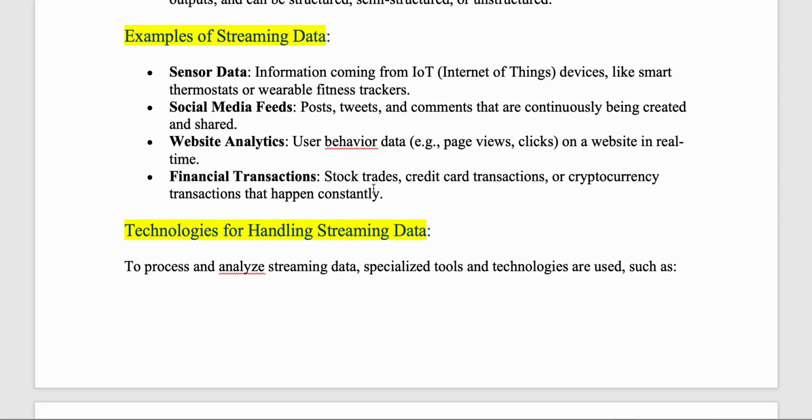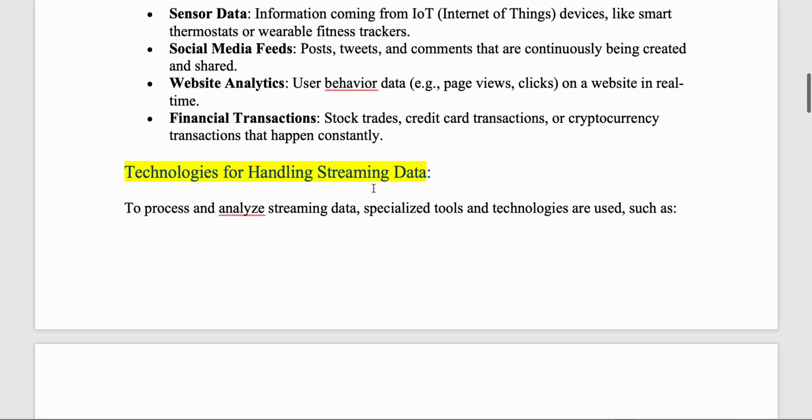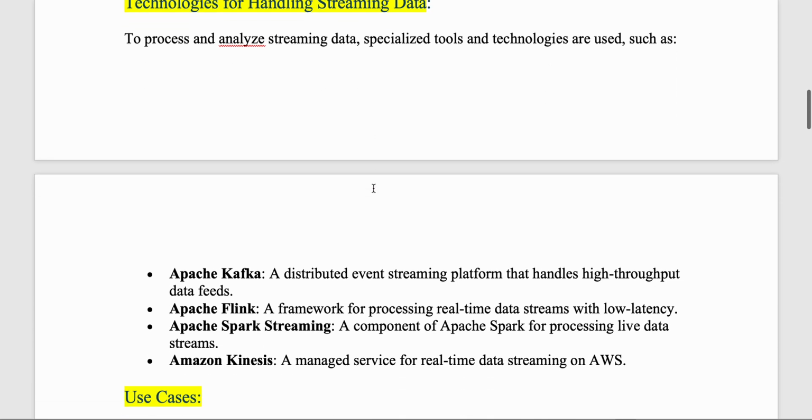So there are multiple technologies to handle the streaming data, but we will focus more on Kafka and Spark Streaming. Basically we are handling it through Spark, so we will see Spark only. To process and analyze streaming data, specialized tools and technologies are used, like Apache Kafka. Kafka is a distributed event streaming platform that handles high throughput data feeds.